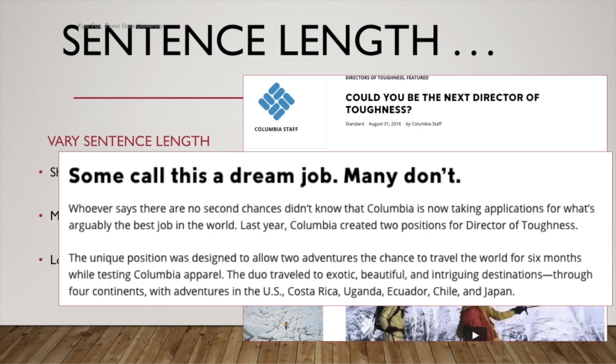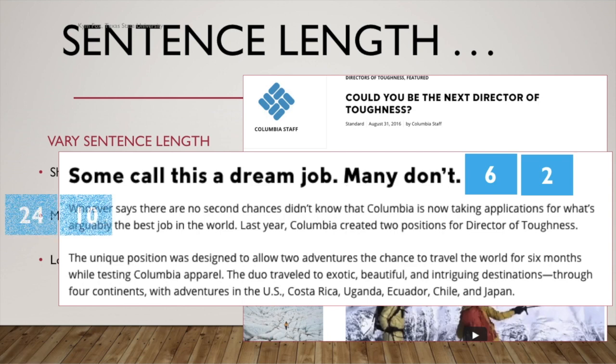So second paragraph. Then the third paragraph, a unique position. The unique position was designed to allow 2 adventurers the chance to travel the world for 6 months while testing Columbia apparel. So let's look at the length of these sentences. 6 words, 2 words, very short. Again, a little bit of a rule breaker, but we did it to draw interest. Here's 2 sentences in this paragraph. The first one is 24 words, the next one is 10 words.